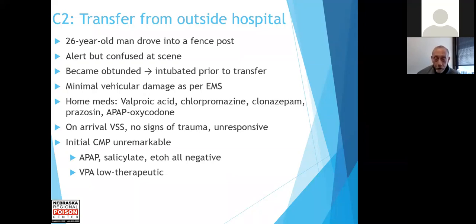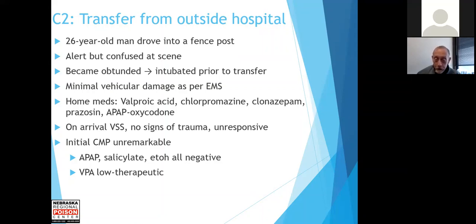So our last case is a 26-year-old man who came to our host institution. He's actually a trauma patient involved in a vehicle crash who became obtunded. There was minimal vehicle damage, but his mental status declined. And ED providers noticed that he was on some psych meds.